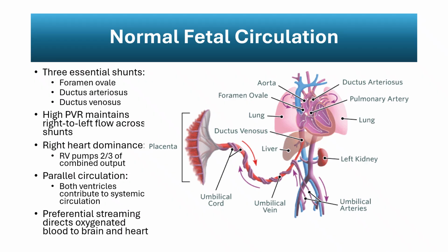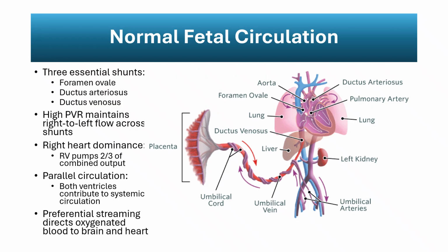Because pulmonary vascular resistance is high, blood is diverted away from the lungs. This promotes right-to-left flow across both the foramen ovale and the ductus arteriosus. The right ventricle carries the greater workload in this system, providing about 2/3 of the combined cardiac output into systemic circulation. After birth, this pattern reverses, but in the fetus, the right ventricle is dominant. Circulation is arranged in parallel rather than in series, meaning both ventricles contribute to systemic blood flow.